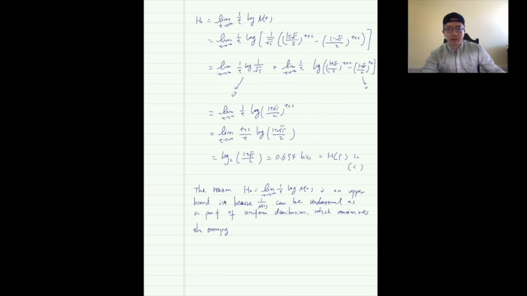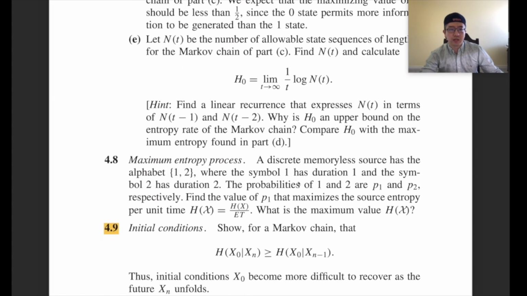Okay, so this is basically what I wrote here. Just give a minute to take a look. The reason H0 is an upper bound is because 1 over n t can be understood as a PMF of a uniform distribution, which maximizes the entropy, right? Okay, great. So now let's see our next question.